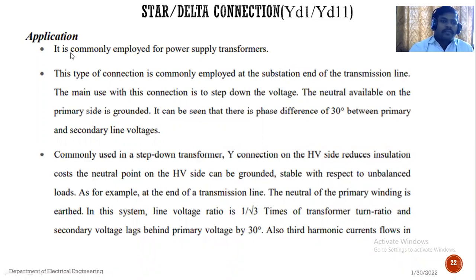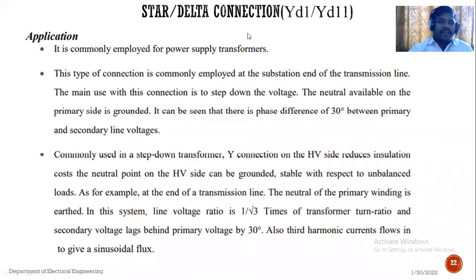Now the application of these types of transformer, where it can be used. So one of the applications of these types of transformer is that it is commonly employed as a power supply transformer. हा commonly power supply transformer म्हणून यूज होतो. Okay, it is commonly used for power supplying transformer.